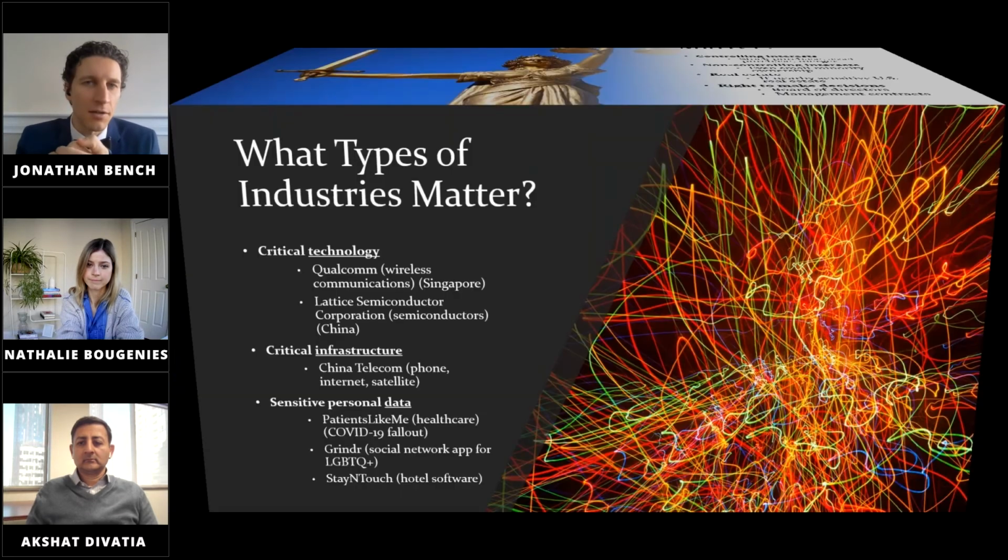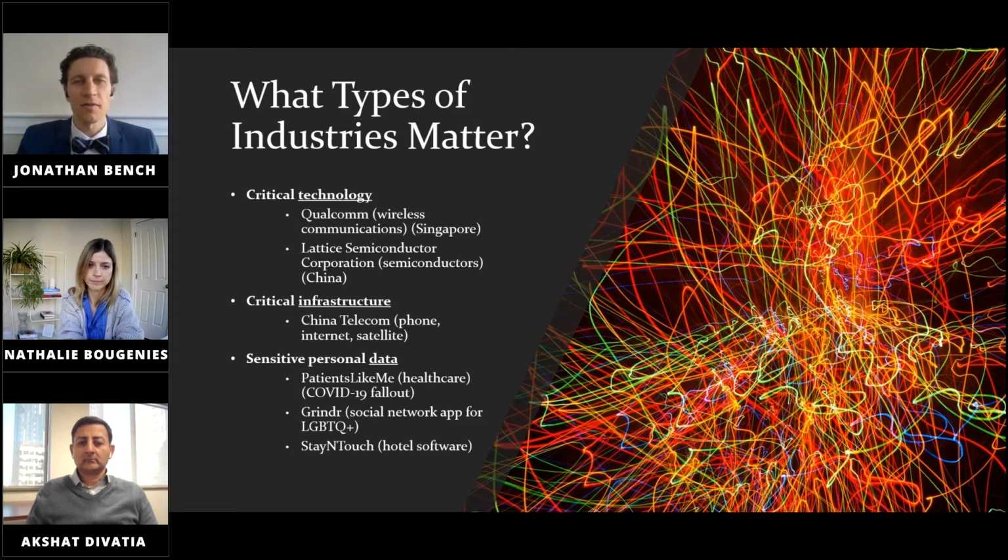So industries matter. When the committee is looking at the type of investment you want to make, if your business is in US critical technology, critical infrastructure, or sensitive personal data, and I've given some examples here. Under critical technology, and there are lists for all of these, you don't have to worry about memorizing it, but the list is quite extensive as far as what the US government considers its critical technology, critical infrastructure, or sensitive personal data.